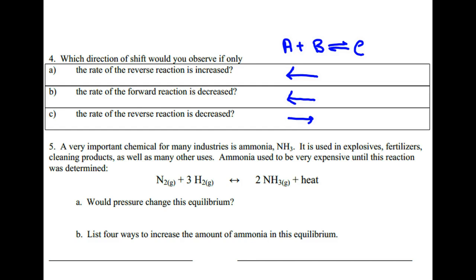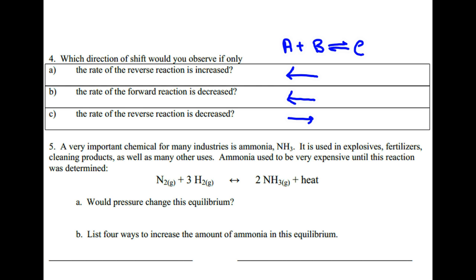For number 5, we have a particular reaction. And for A, it says, would pressure change this equilibrium? Pressure is one of the things that affects equilibrium, because if you were to raise pressure, well, the equilibrium would want to, based off of Le Chatelier's principle, it would want to go down.